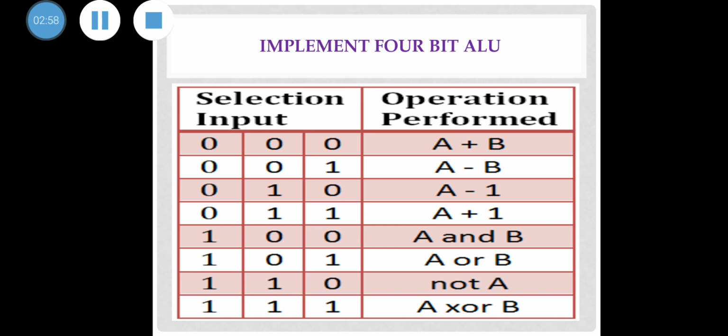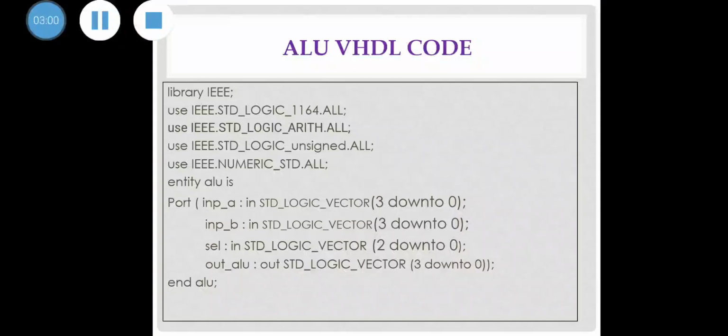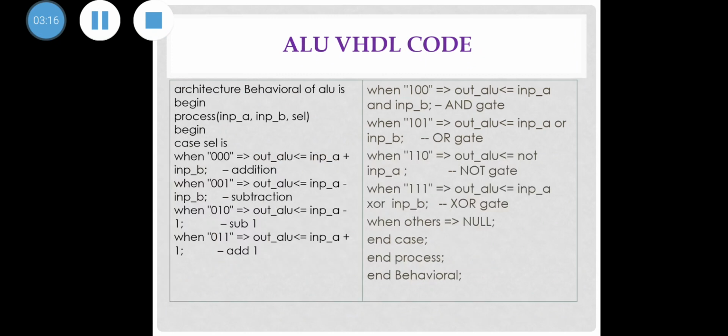VHDL code. Here you can see the VHDL code for the arithmetic and logic unit. Here the input ports A and B are described as 4 bits, the select line as 3 bits and the output as 4 bits. Here is the architecture of the ALU and it is of behavioral model. The whole program is written here. You can see the VHDL code using the case statement.